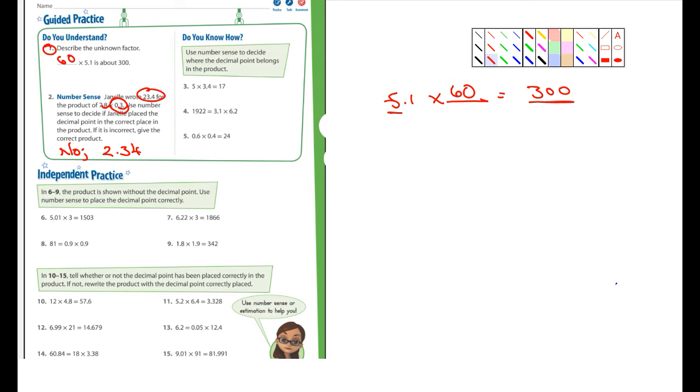Number 4, it's 3.1 times 6.2, and they have 19.22. Well, the decimal in that one would be 19.2. And number 5, they got 0.6 times 0.4. Well, 6 times 4 is 24. So I could put down the 24, and that's what they have. They have 24. But it's not 6 and 4, it's 0.6 and 0.4. So that's 2 decimal places, 2. So decimal would be right before the 2.4.